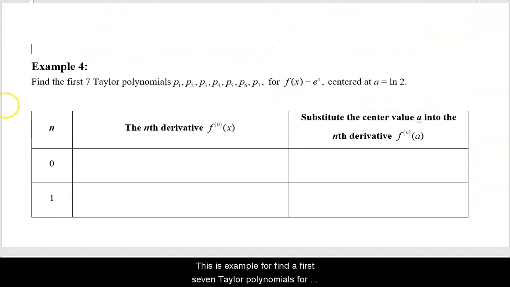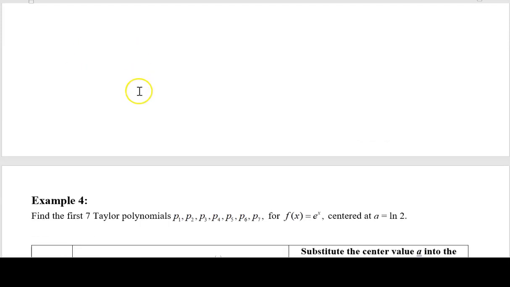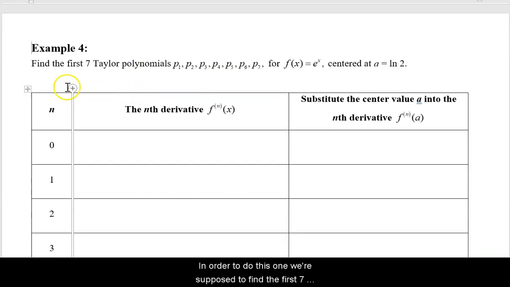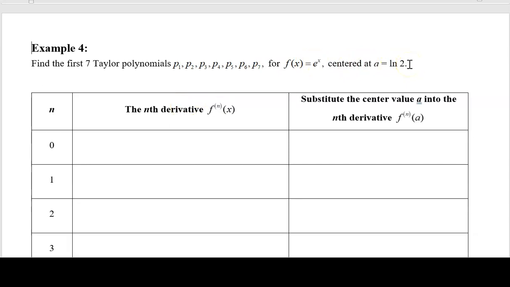This is example 4. Find the first 7 Taylor polynomials for the exponential e to the x power, but centered at the natural log of 2. Let's take a look at what this one might look like. In order to do this one, we're supposed to find the first 7 polynomials for e to the x at the center, natural log of 2.